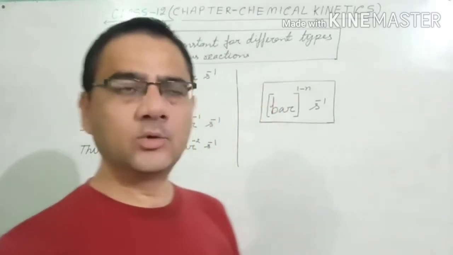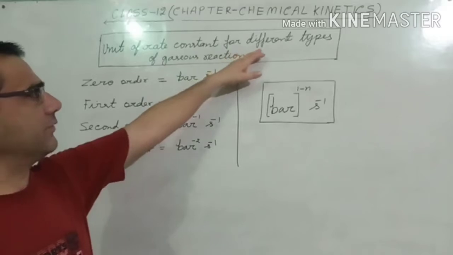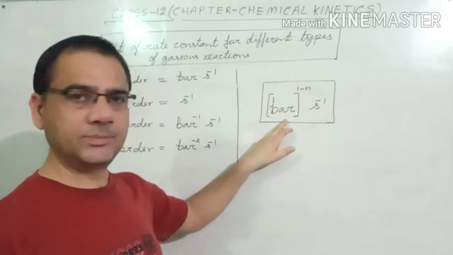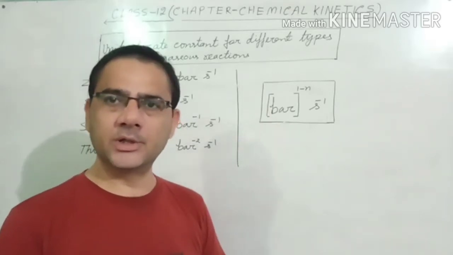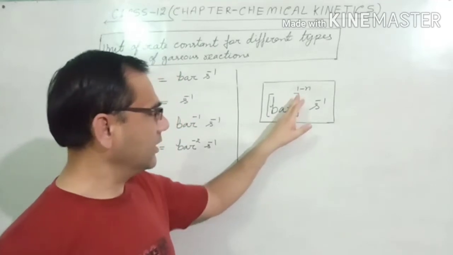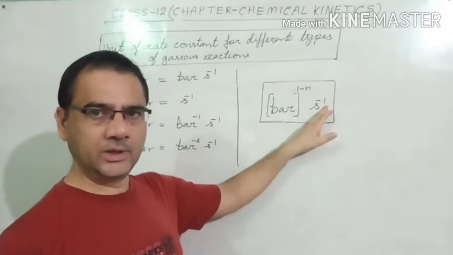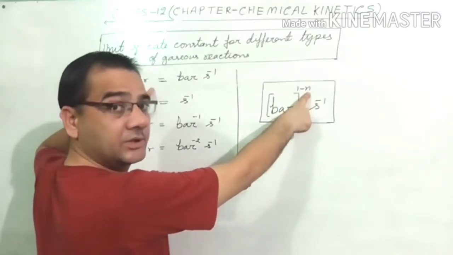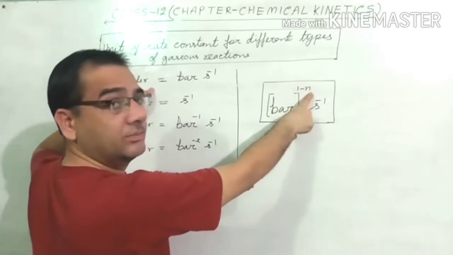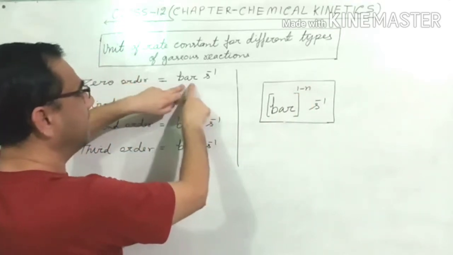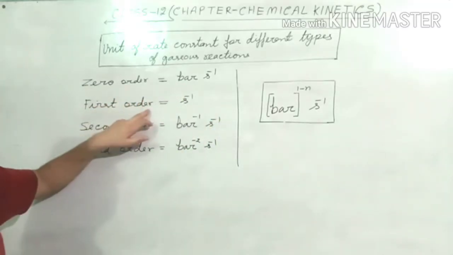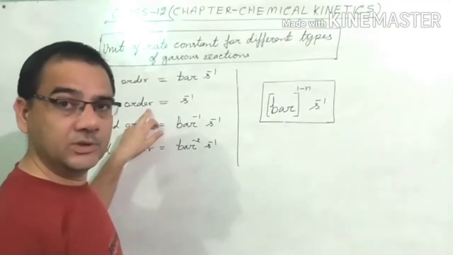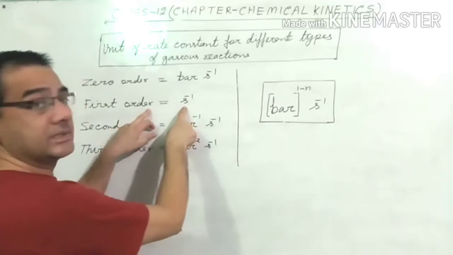Let us understand how to find out the unit of rate constant for different types of gaseous reactions. Just now we have studied the general expression, bar^(1 minus n) per second, where n is the order of reaction. For a zero order reaction, in place of n we write 0. 1 minus 0 means 1, so the unit will be bar per second. For a gaseous first order reaction, 1 minus 1 equals 0, and bar power 0 is equal to 1. What is left is per second.